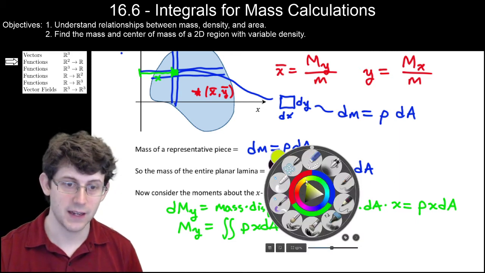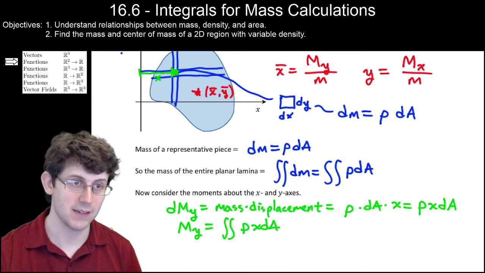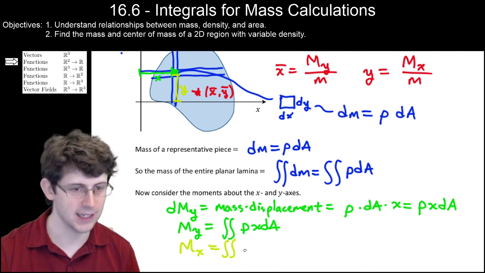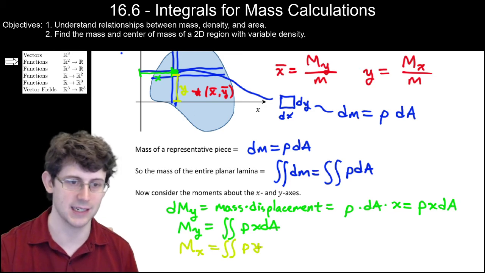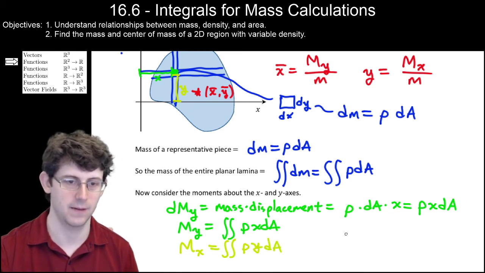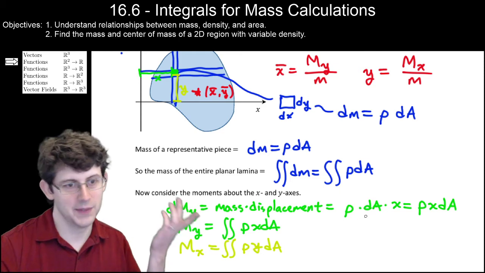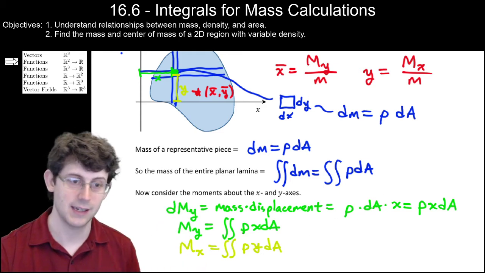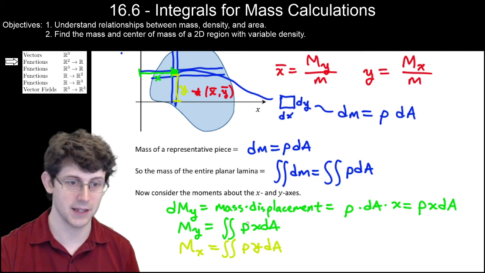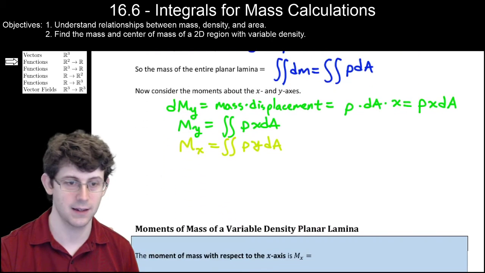Similarly, if you're trying to find the moment about the x-axis, well, the mass stays the same, but the distance changes. Now the distance is y. So when I find Mx, it's going to be the same deal, except now the displacement, the amount I am away from the axis, is measured as y. So the center of mass is like no big deal. It's got 3 double integrals. The only thing that can make it challenging is if this density function is crazy.